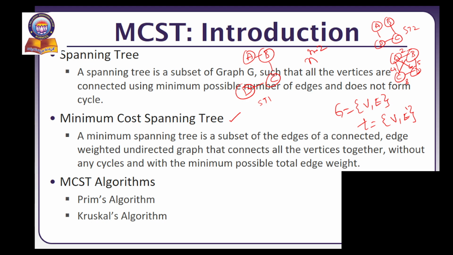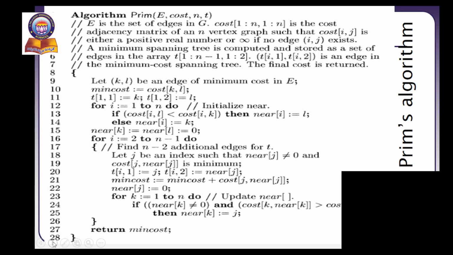Similarly, there are two ways we can solve the problem of the minimum cost spanning tree: Prim's algorithm as well as Kruskal's algorithm. Coming to Prim's algorithm, it is algorithm Prim E comma cost comma n comma t, where T indicates a spanning tree, E indicates the edges, cost is the adjacency matrix, and n indicates the number of vertices.